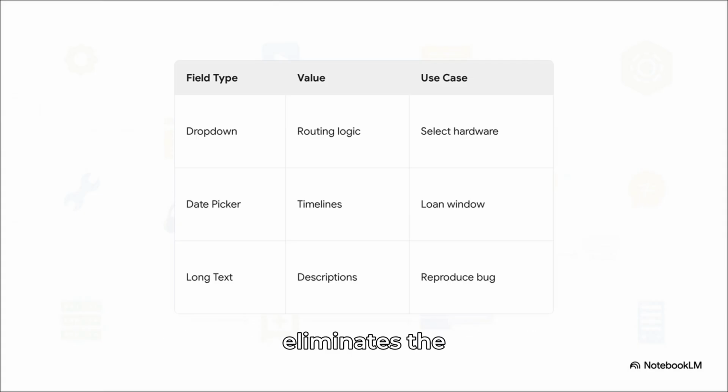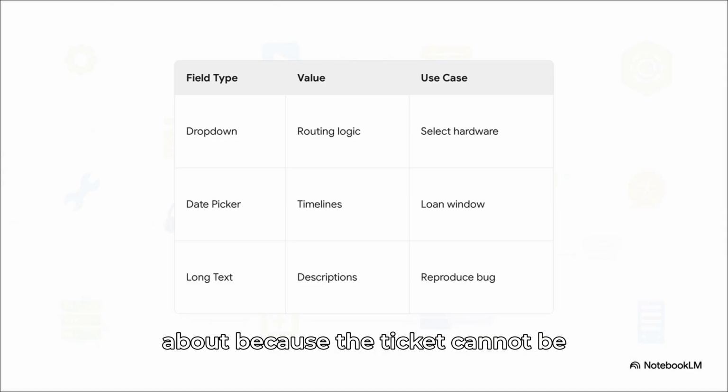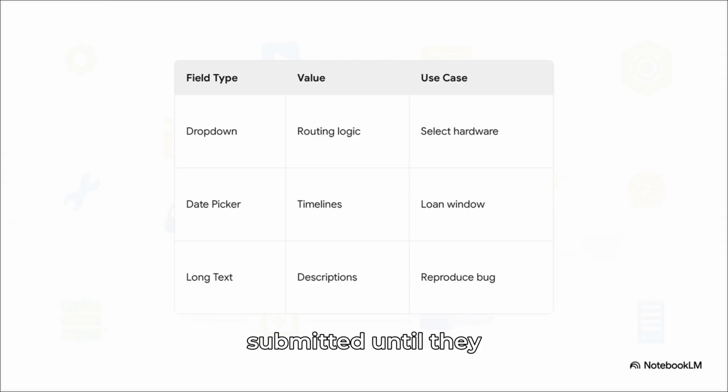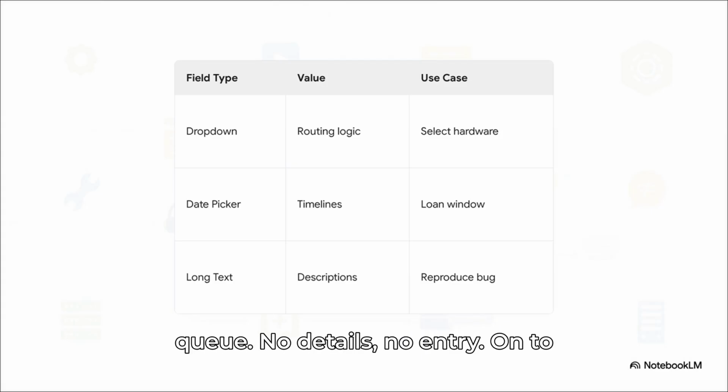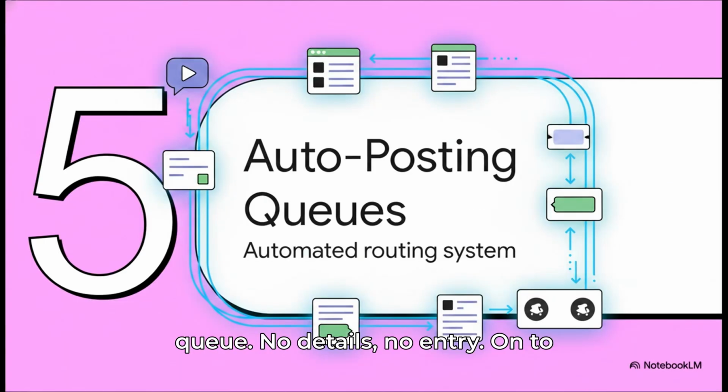Doing this literally eliminates the discovery debt we talked about because the ticket cannot be submitted until they give you the context you need. It's essentially like putting up an exclusive velvet rope for your IT queue. No details, no entry. On to Section 5, auto-posting to support queue.